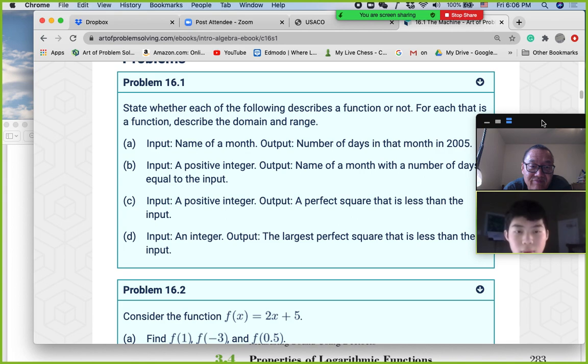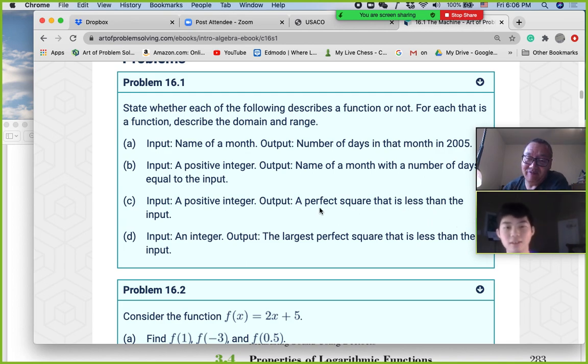I don't think so. Why? Can you explain why? Because the number of days is one specific number. Wait, actually, I think it is. Never mind. Yeah, actually, this is a function. Let me explain. Yeah, okay.